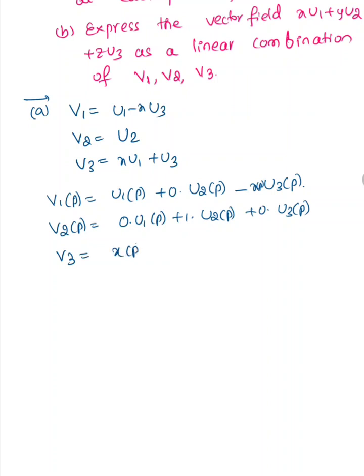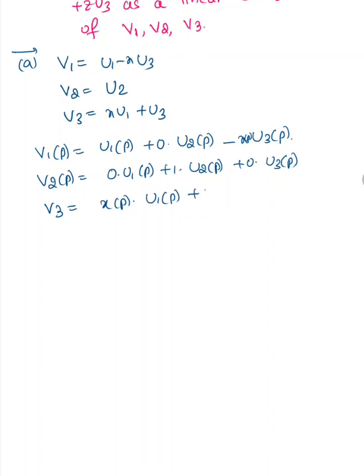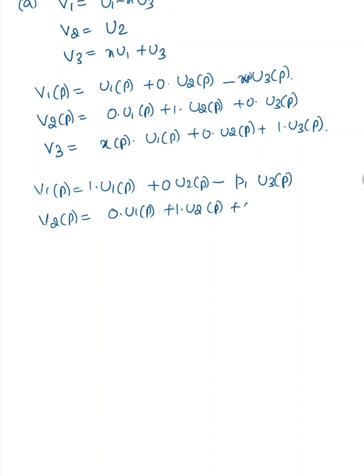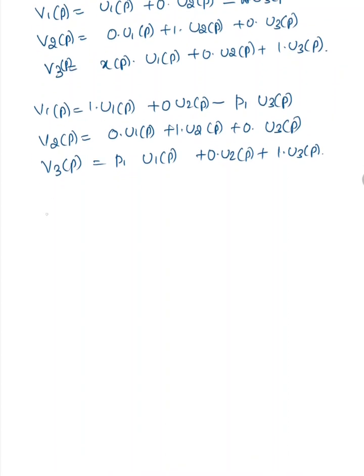v3 is equal to x of p into u1 of p, because we are finding at the point p, plus 0 into u2 of p plus 1 into u3 of p. So they can be rewritten as v1 of p is equal to u1 of p plus 0 into u2 of p minus p1 into u3 of p. v2 of p is equal to 0 into u1 of p plus 1 into u2 of p plus 0 into u3 of p. v3 of p is equal to p1 into u1 of p plus 0 into u2 of p plus 1 into u3 of p. Because x, y, z are natural coordinate functions, therefore x of p is equal to p1, y of p is equal to p2, z of p is equal to p3, where p is given by the ordered triplet p1, p2, p3.